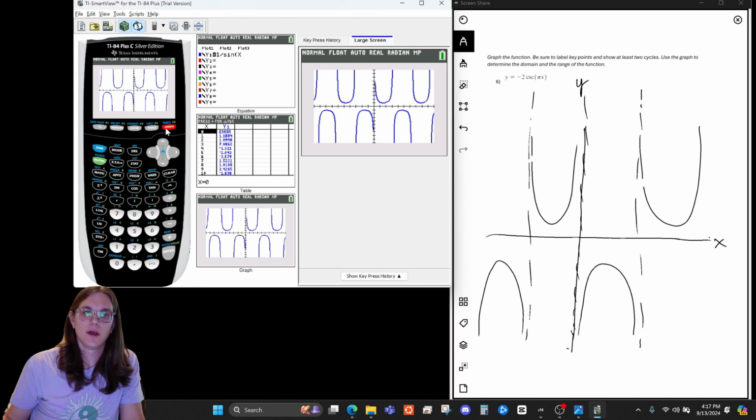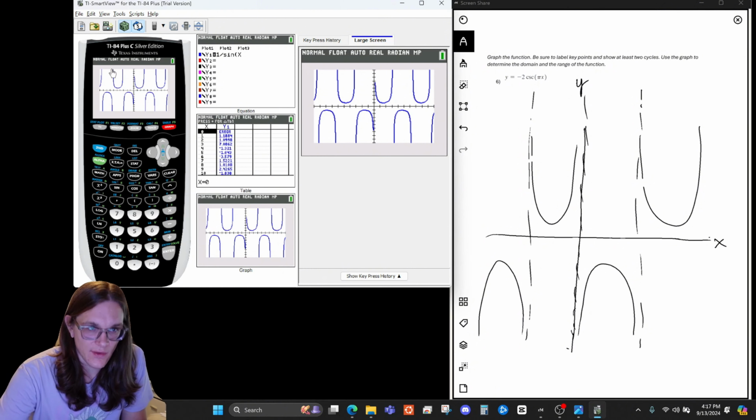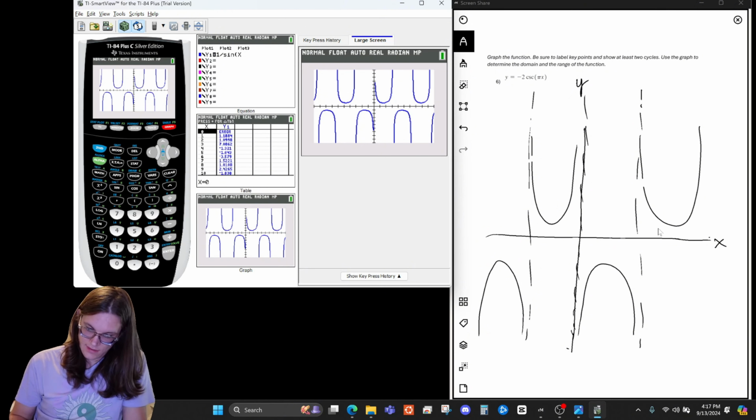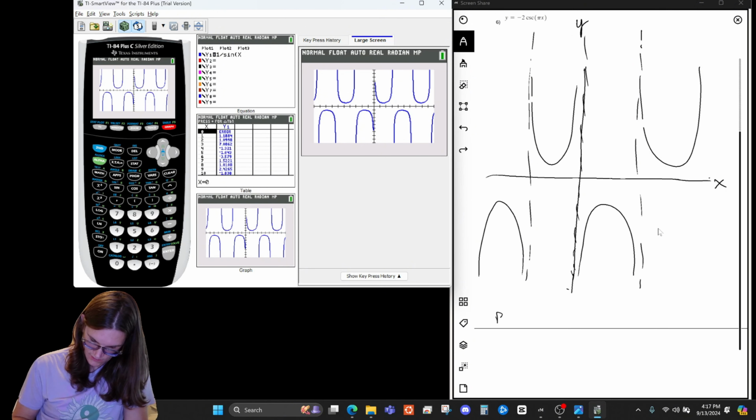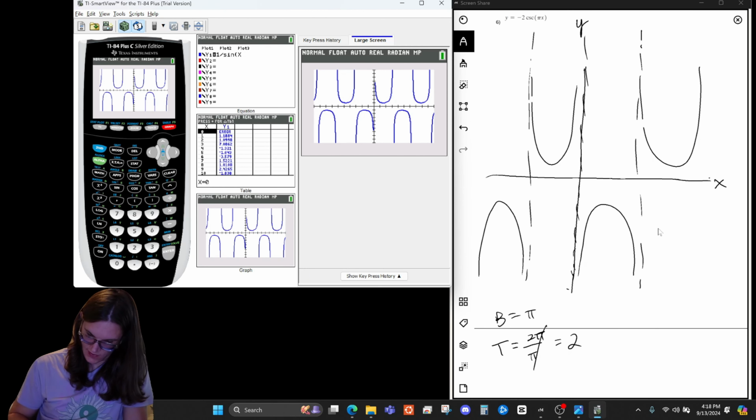So as you see on the calculator, we have the original cosecant function plotted. The negative of that is flipping it over the x-axis. So instead of beginning with this positive parabola looking object, it begins with this negative one. And the only other thing is this pi. So if b is pi, period is 2 pi over b, period is 2.